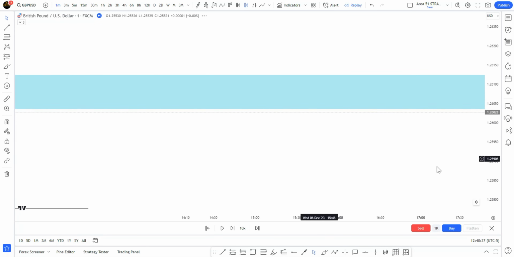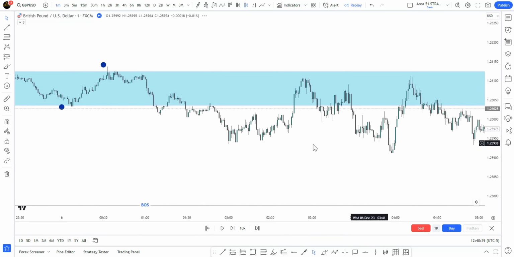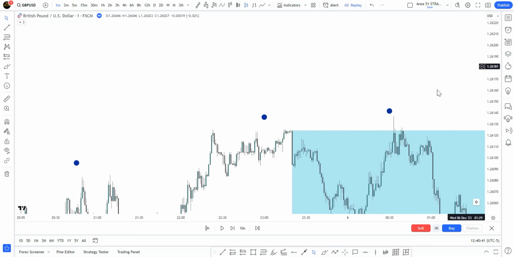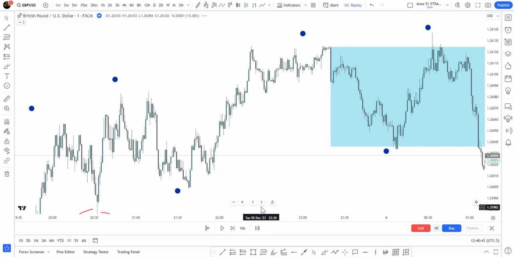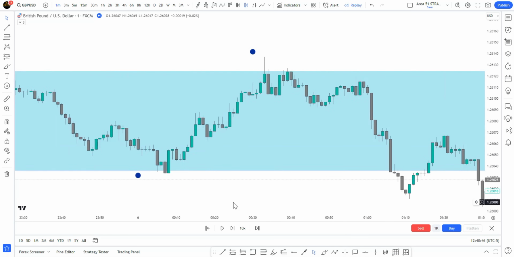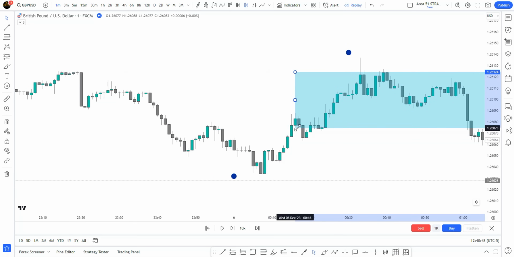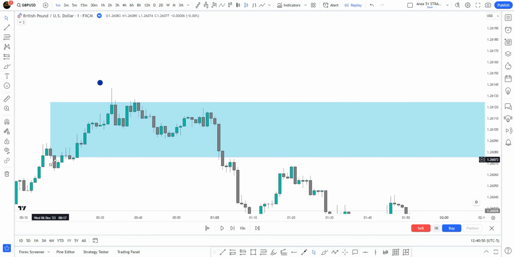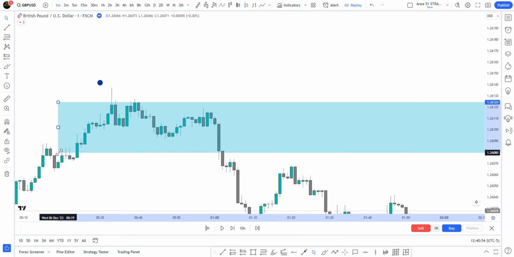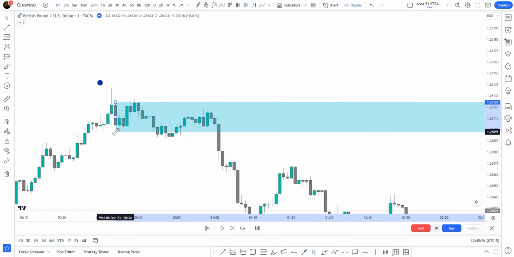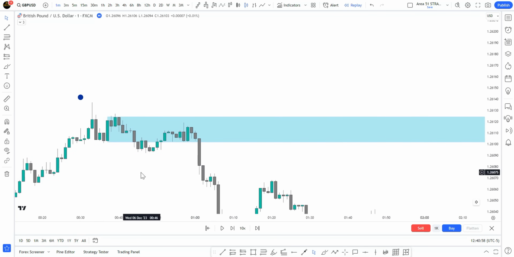You always have to refine your zones by going to the lower time frame if you are an intraday trader, and finding the precise location. So now we're going to go all the way. We can see higher highs, higher lows, higher highs. Okay, we can see that this is our last order flow, which is right here.